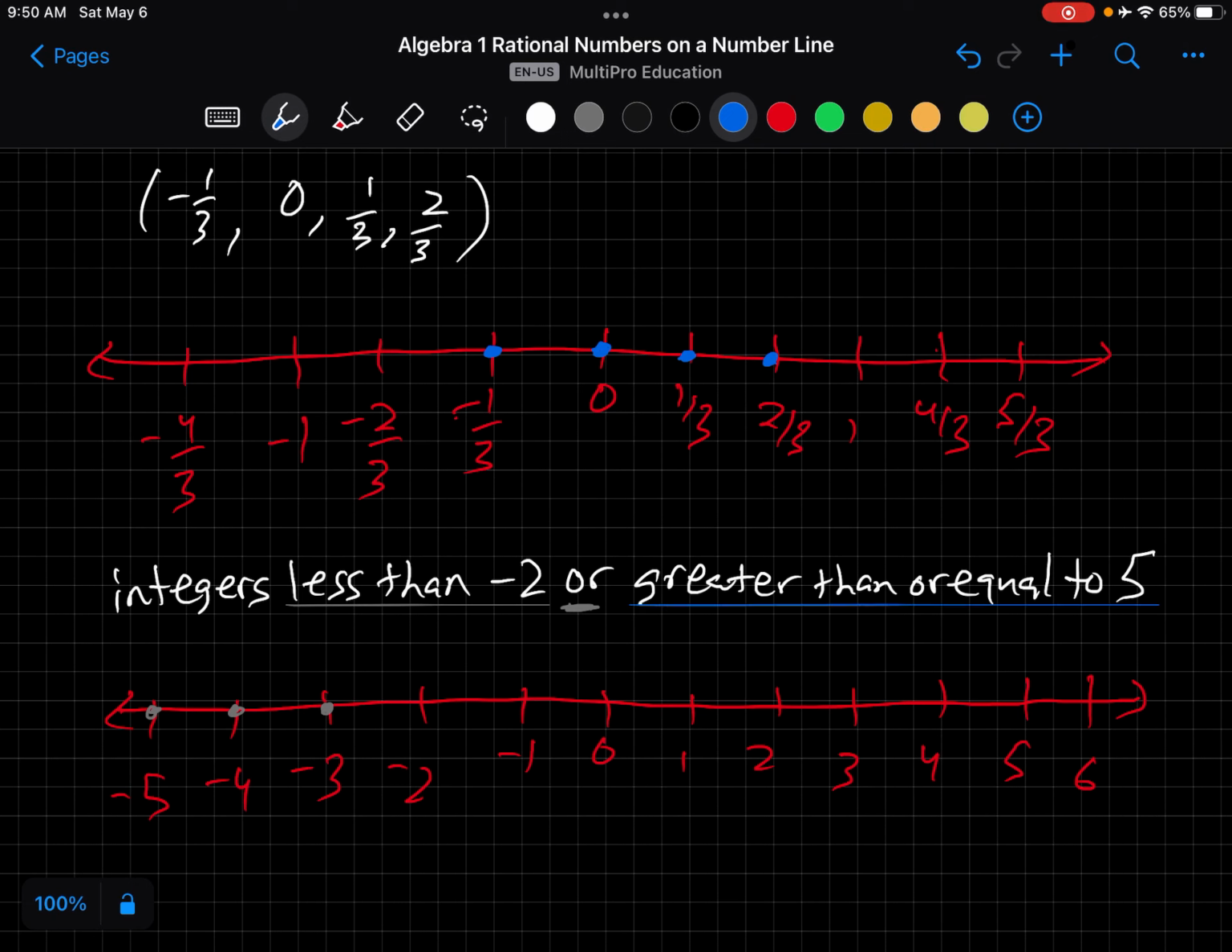Now we're looking for greater than or equal to 5. So to be greater than, it has to be to the right of 5. So we got 6. Okay.